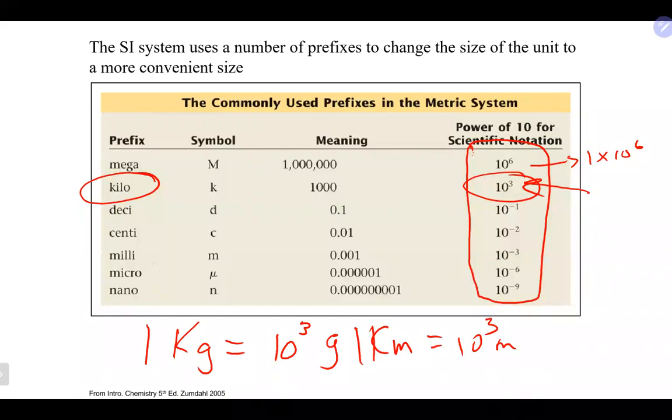If we had micro, which is here, that is 10 to the minus 6. So in 1 microgram, there would be 10 to the minus 6 grams. So once again, grams being the base unit. And again, it's very commonly sort of flipped around the opposite way when people do that.